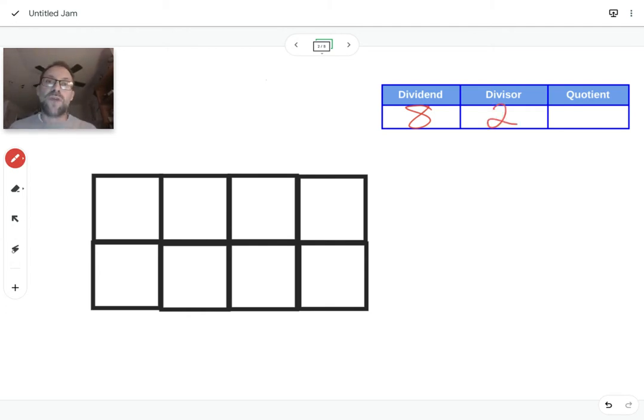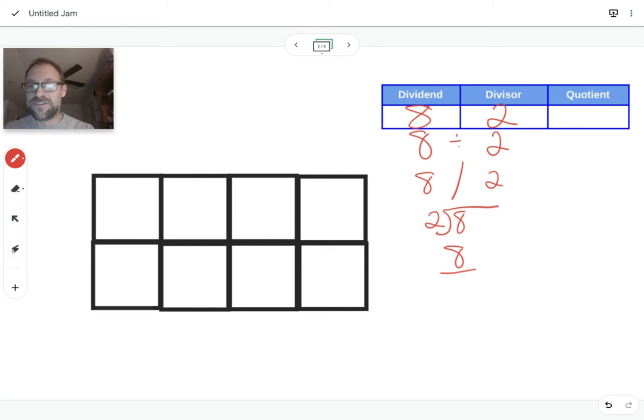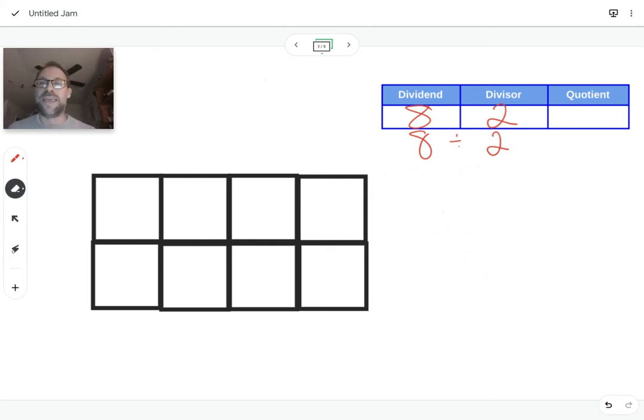All right. Now, the way you write this number sentence in division so far is 8 divided by 2. Gosh, there sure are a lot of ways to write division, huh? Well, let's not worry about that right now. I just wanted to show you that, boy, there are a lot of ways. Let's just focus on one way: 8 divided by 2. That sound good?